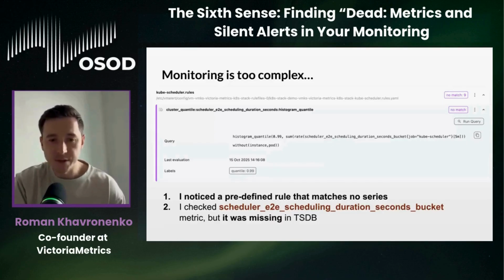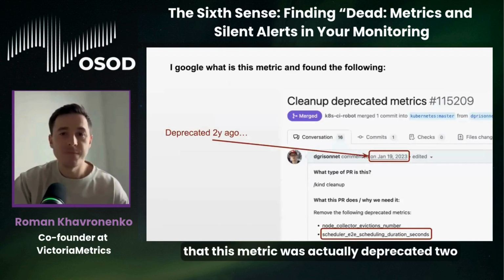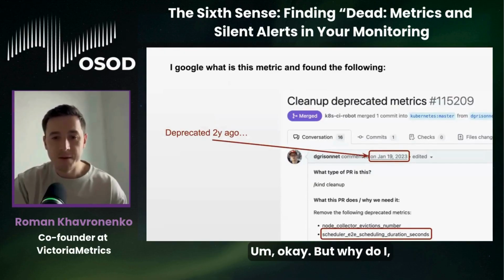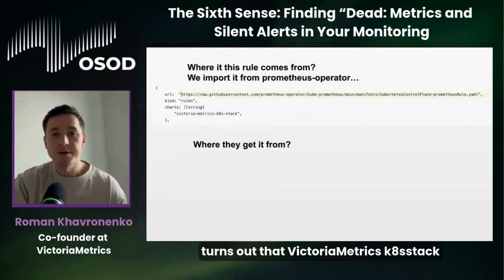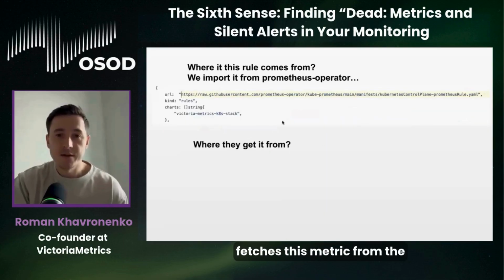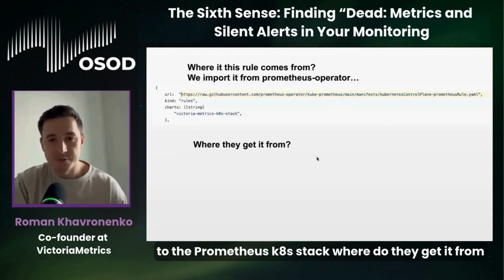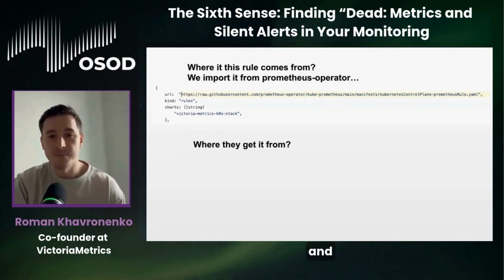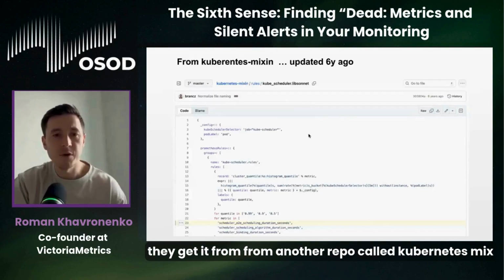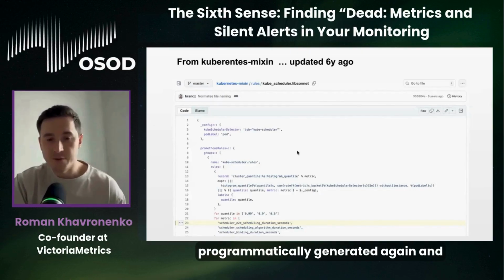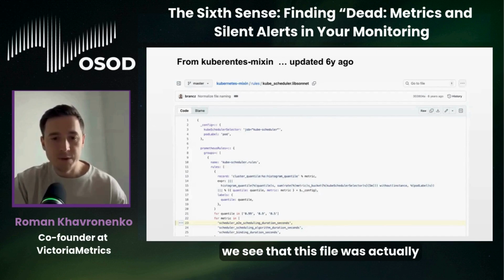So I decided to Google what it is. And I found that this metric was actually deprecated 2 years ago. Okay, but why do I still have it? Where do I get it from? Turns out that the VictoriaMetrics k8s stack fetches this metric from the Prometheus k8s stack. Okay, let's go to the Prometheus k8s stack. Where do they get it from? They get it from another repo called Kubernetes Mixins, where these rules are programmatically generated again. And we see that this file was actually updated 6 years ago.